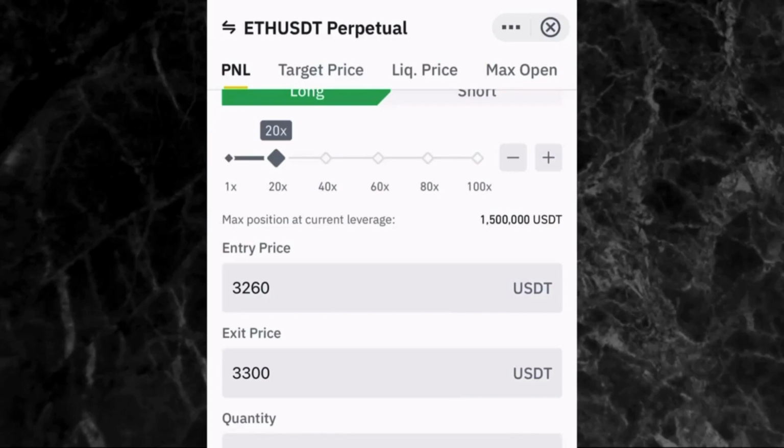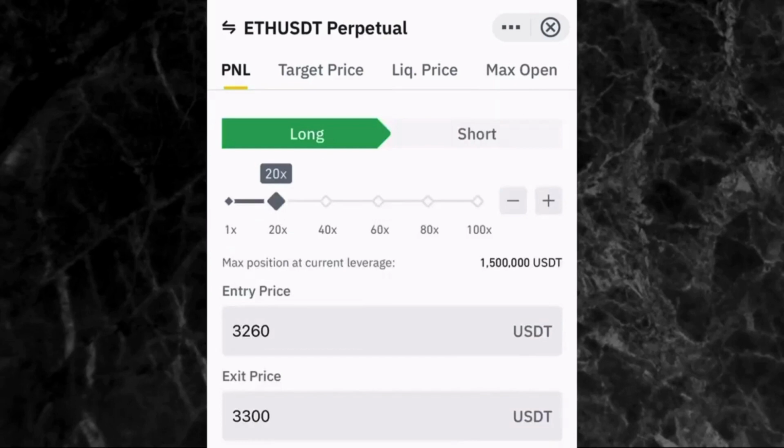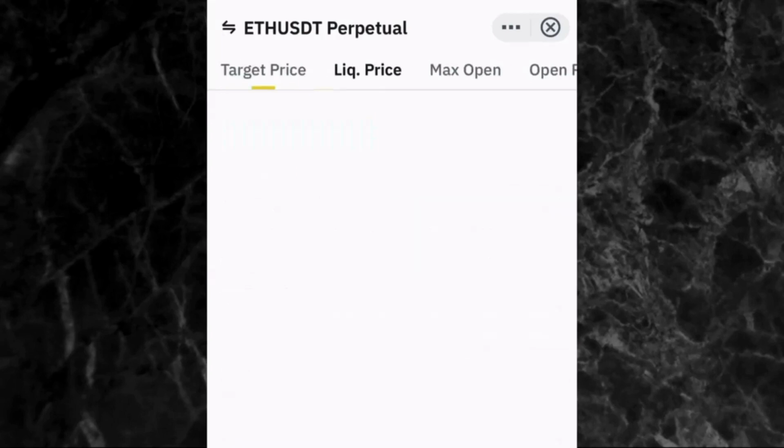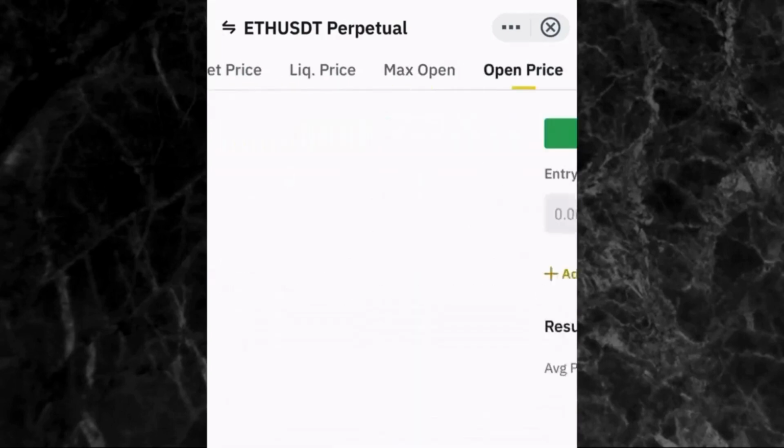So make sure that you are just going in with little amount of leverage. So that is how you can use the calculator to calculate your profit and loss. It's also the same strategy to calculate your target price. For target price, just pick your leverage, enter your entry price, enter your ROE, that's the percentage you wish to make. If it's 10%, enter 10%, and it's going to be showing you the target price that you should take your profit. And you can also calculate for liquid price, max open, open price, and so on.